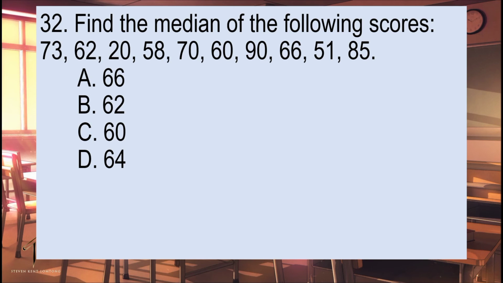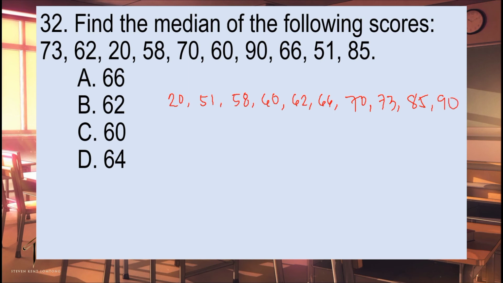Next, so, another set of numbers, so, kunin natin ang median. So, arrange ulit lang natin. So, pababa niya, we have 20, then 51, 58, then 60, 62, 66, 70, 73, 85, and 90. Ayan.